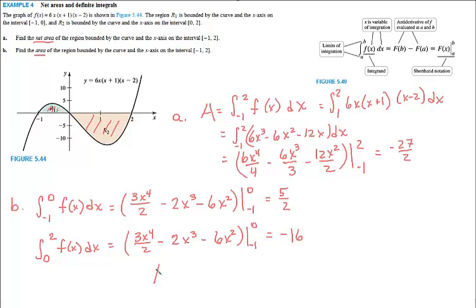Now what we want is the area total. So what they want is 5/2 plus 16, because we want just the total area. So that's going to be, that's 32, so that's 37/2. And that would be my answer to 4.